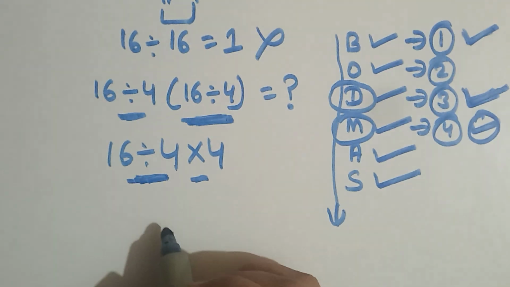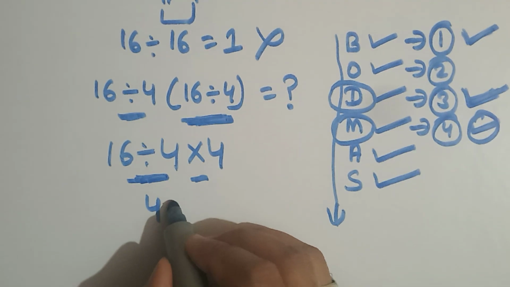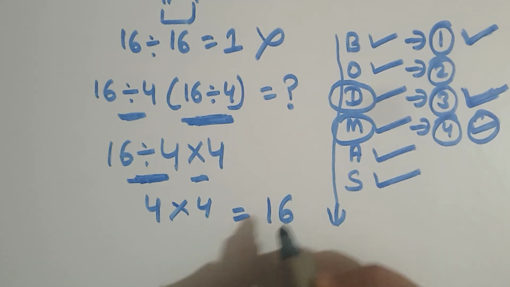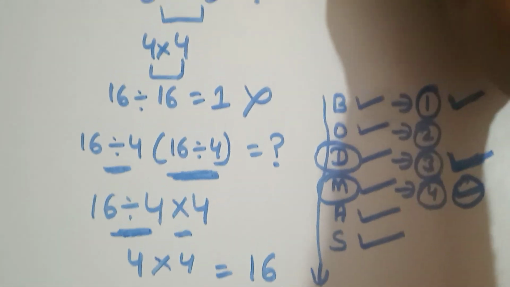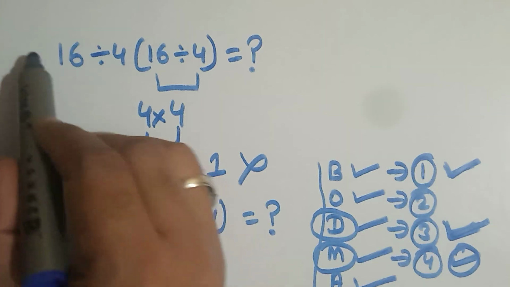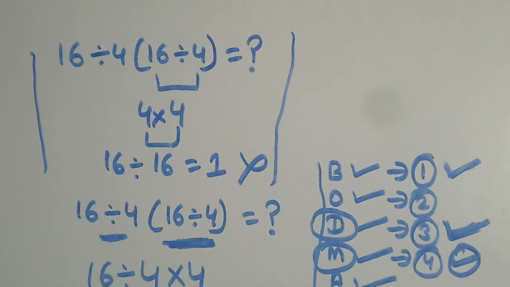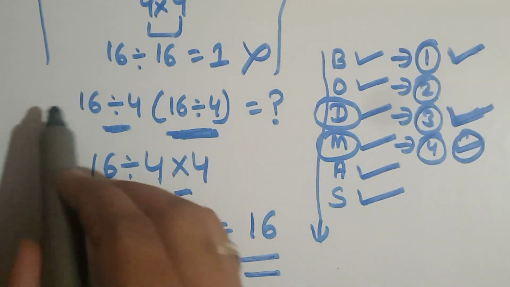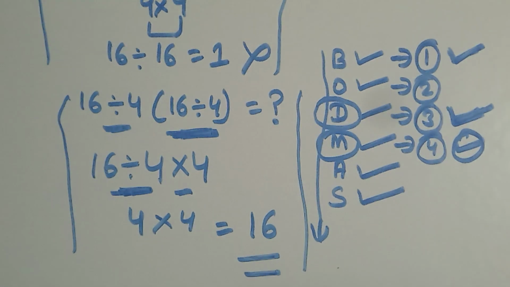So 16 divided by 4, what can we get? 4. Simply write here 4, and 4 times 4, what can we get? We get 16. So 16 is the actual answer for this question. But many students calculate in this way and find their answer, 1. But 1 is not the actual answer for this question. To find the actual answer, you should calculate in this way and find your actual answer, which is 16.